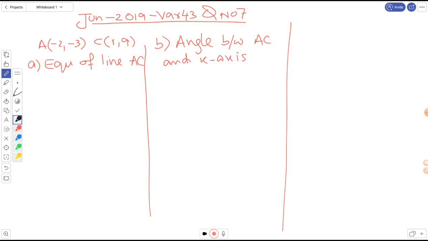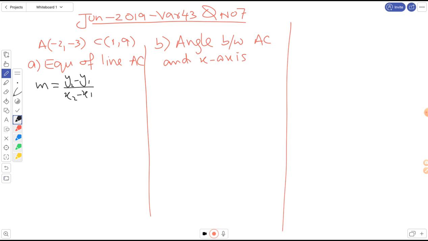In the worksheet, we have question number 11. The topic is O Levels coordinate geometry. We are given two points A and C and asked for the equation of line AC. First of all, go for the gradient. And you all know the gradient formula: y2 minus y1 over x2 minus x1.